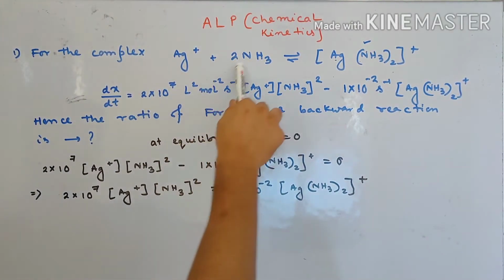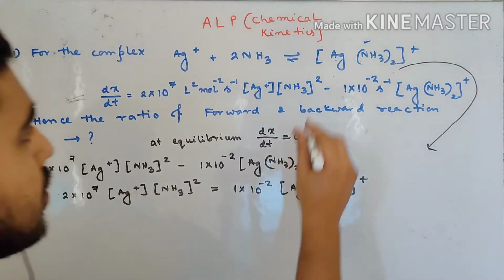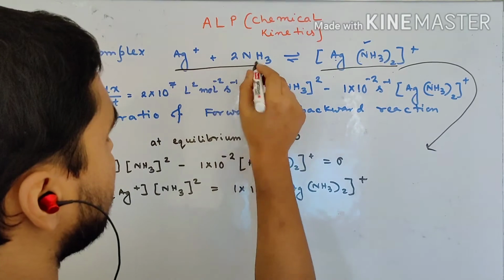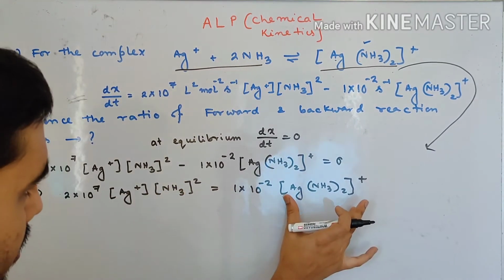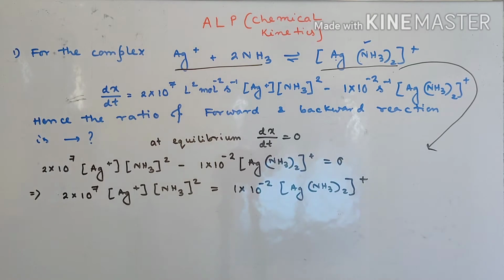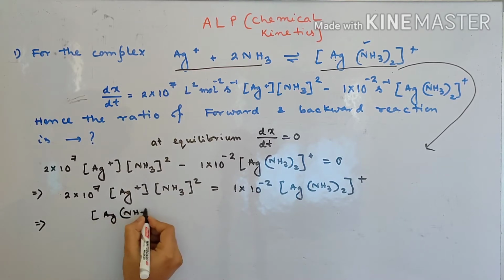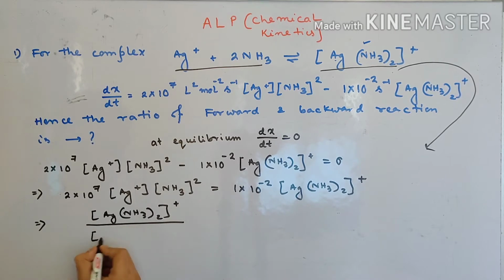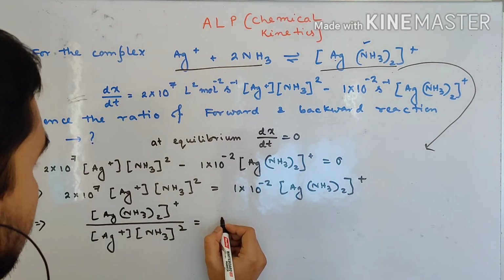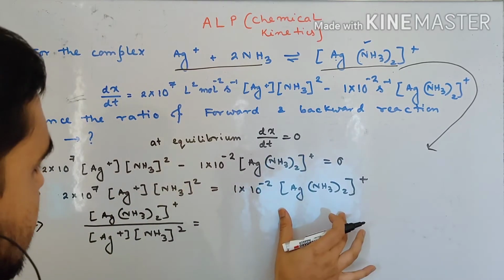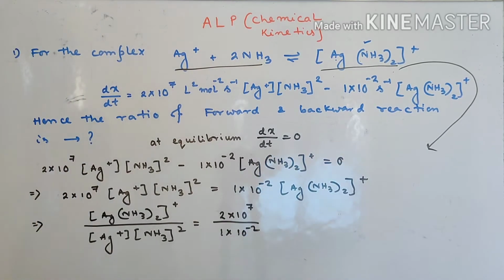Now check over here, since this is on the product side, according to the equilibrium, this one should be above and this one should be below. So I am maintaining that only, the concentration of the product should be above. So I am keeping these terms on this side and this 1 into 10 to the power minus 2 on the opposite side. So rewriting, I can obtain Ag NH3 whole 2 plus divided by Ag plus NH3 whole 2 is equal to 2 into 10 to the power 7 divided by 1 into 10 to the power minus 2.